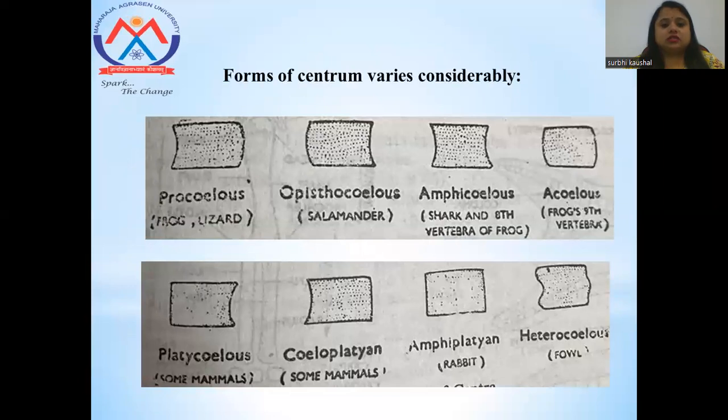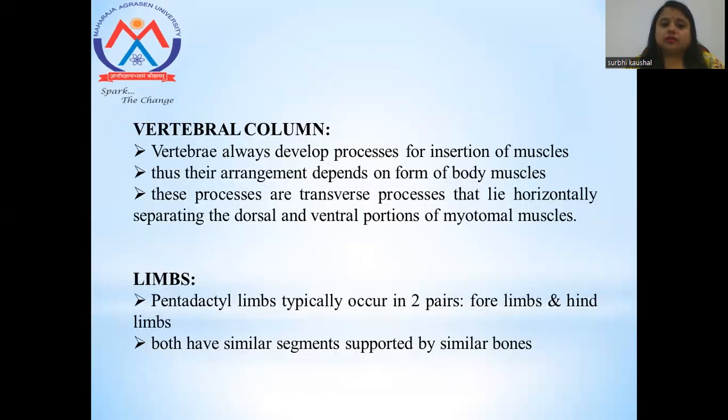As you've seen in this diagram, the procoelous type is present in frogs and lizards, that are reptiles, and opisthocoelous is also present in reptiles but among the salamanders. Amphicoelous is present in fishes and amphibians, that is shark and frog. Acoelous, again in amphibians, in frogs. Platycoelous is present in case of mammals. Coeloplatyan in some mammals, and Amphiplatyan in case of rabbits, and Heterocoelous in case of fowls. So these are the different forms of centrum present in the different vertebrae.